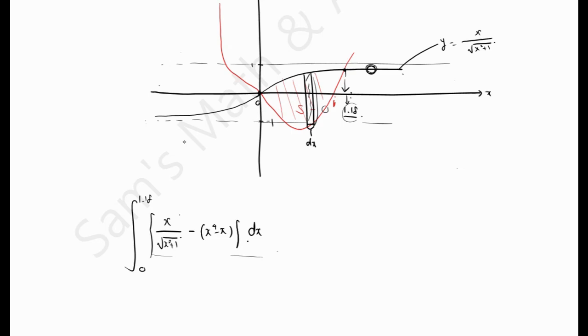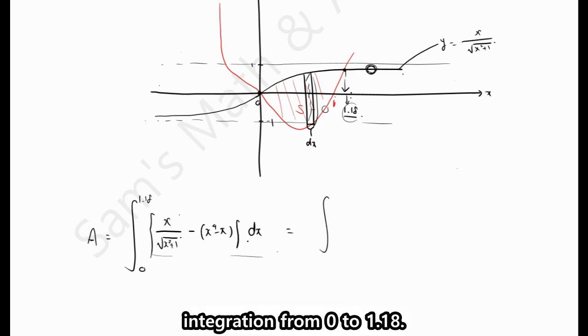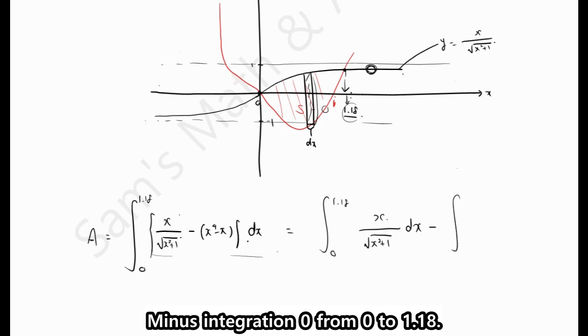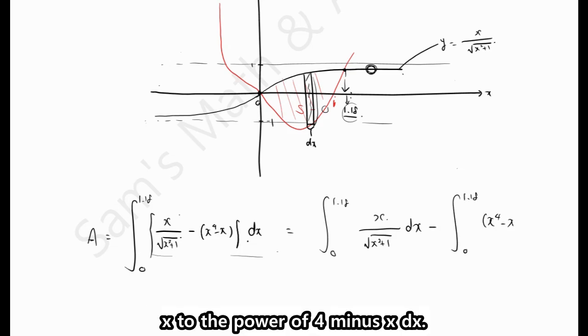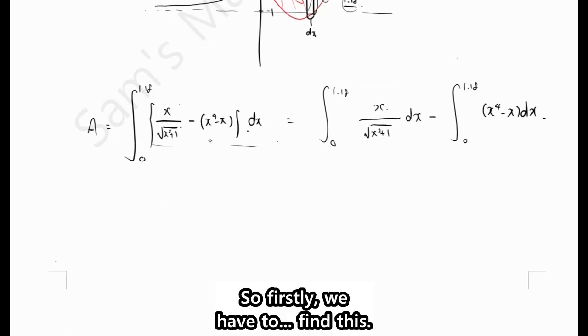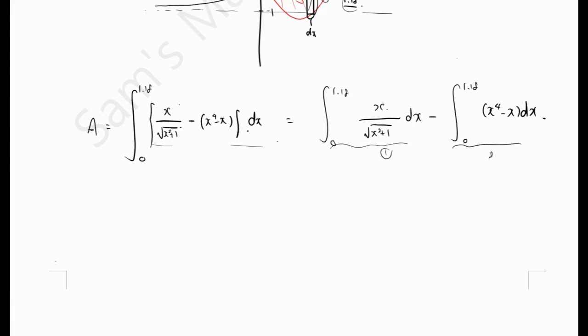Yeah, this is the area. This is the answer. This area is the integration from 0 to 1.18 of x over the square root of x squared plus 1 dx, minus the integration from 0 to 1.18 of x to the power of 4 minus x dx. So firstly we have to find this. This is 1 and this is 2.